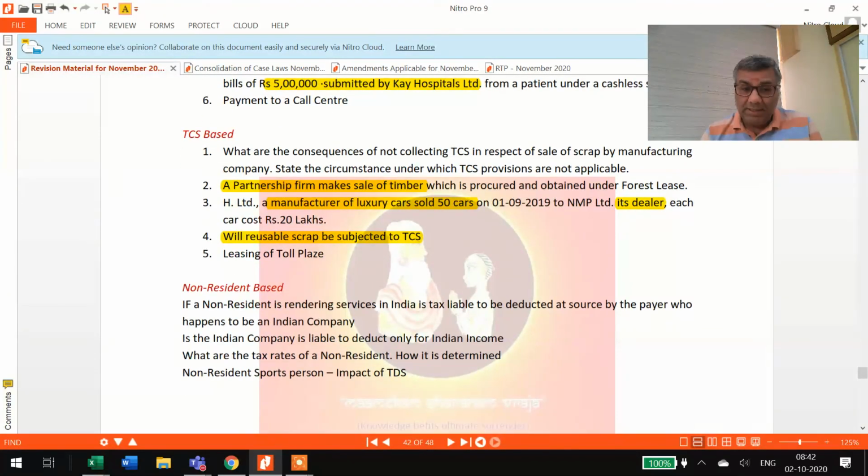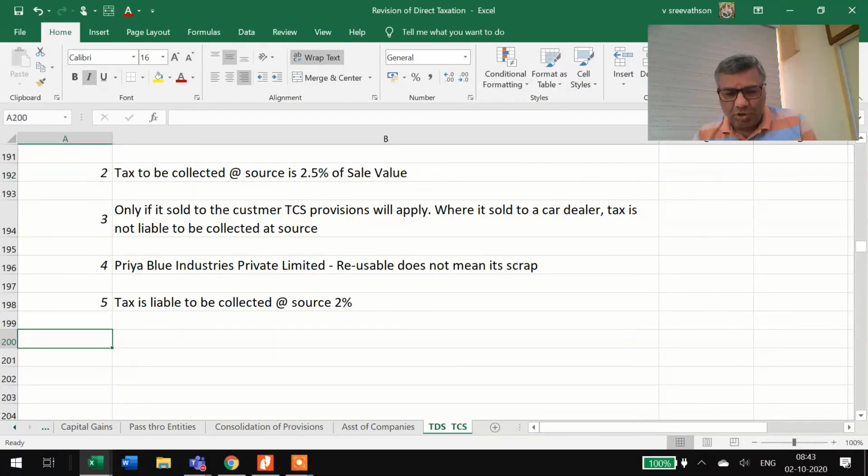This will be answered as I told you on the 5th day evening. Why I have parked it here is to ensure that I don't miss it out. But on the 5th day evening, on Sunday evening, I will answer for non-residents, for salaries, for various payments, how the tax provisions are going to be applicable.